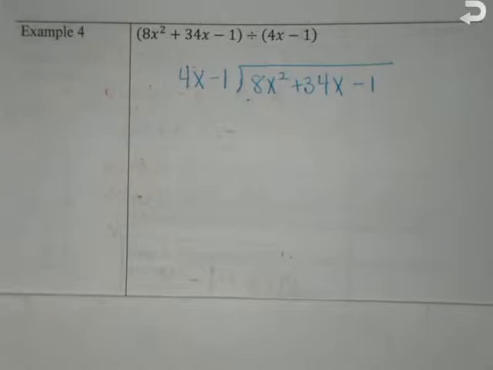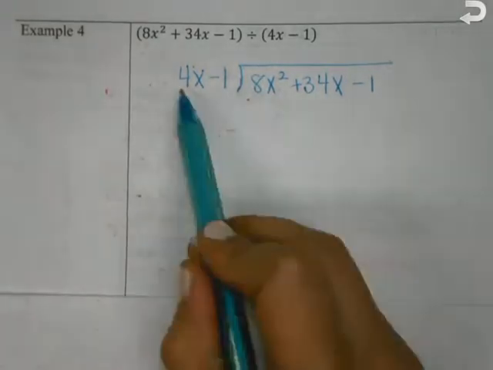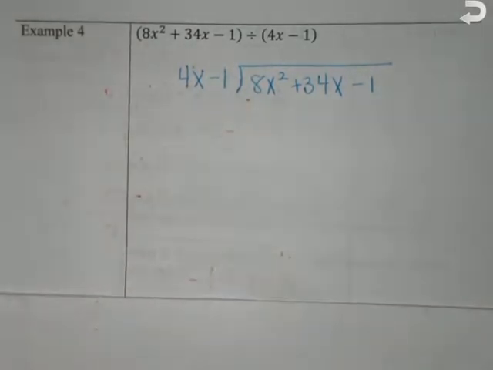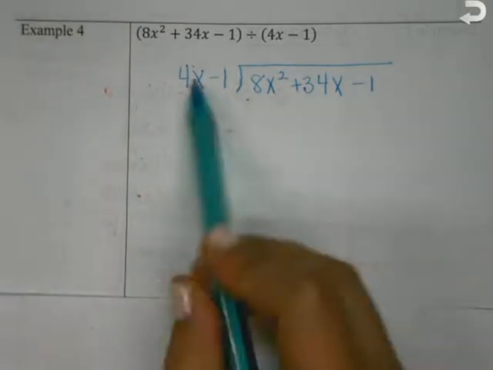Let's see. First step, I need to find 4 times what is going to give me 8x squared. So, 8. What is 4x times what gives me 8x squared? Very good. So 4 times 2x. Okay. Do I multiply 2x by the whole thing or just by 4x?